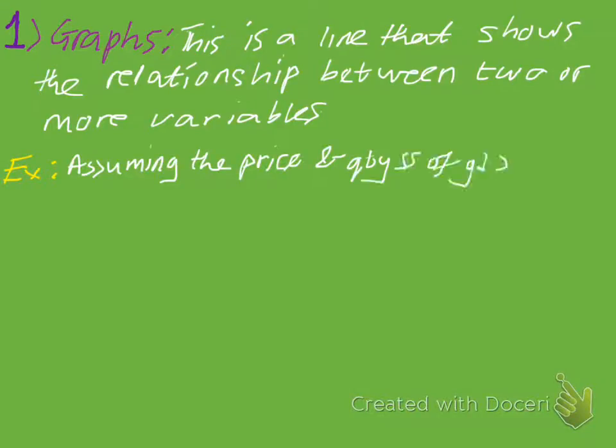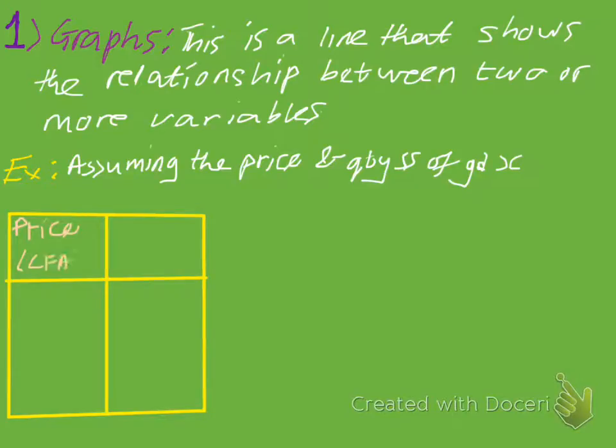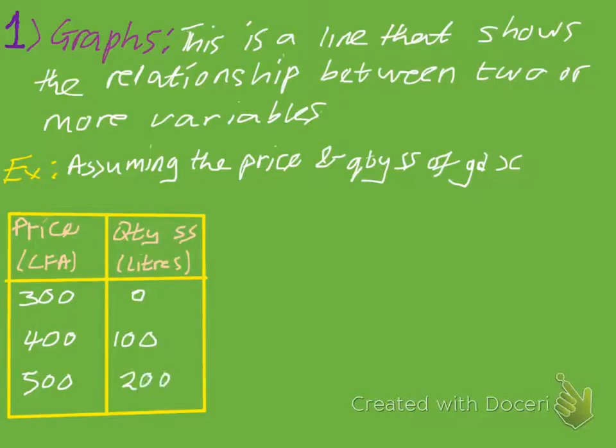Assuming the price and quantity of good x. The price of x ranges from 300 to 400 to 500. The quantity supplied in liters changes from 0 to 100 to 200. You see that as the price increases, the quantity supplied also increases, because producers will have more profit from supplying the same amount that they supplied before.